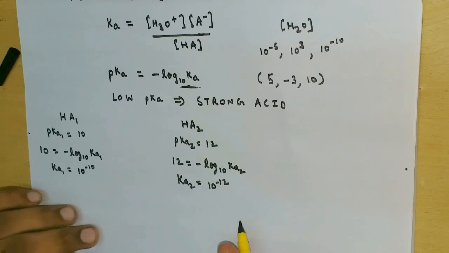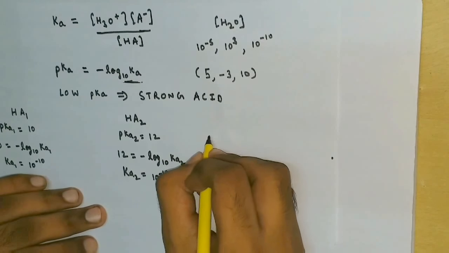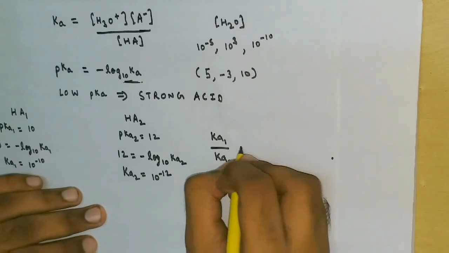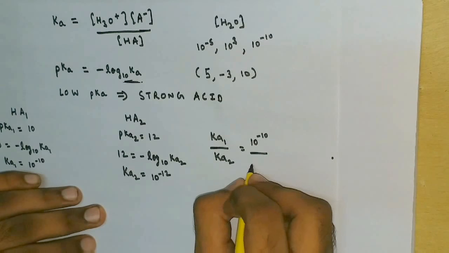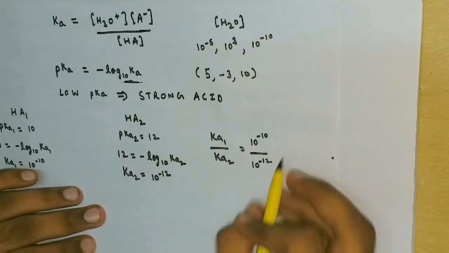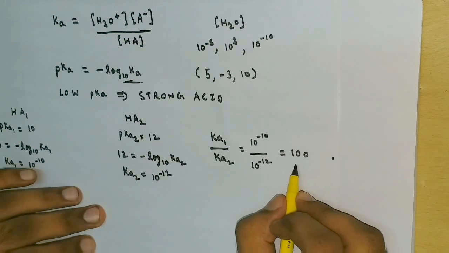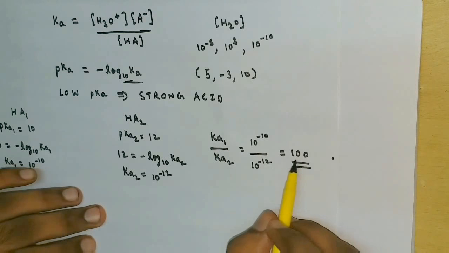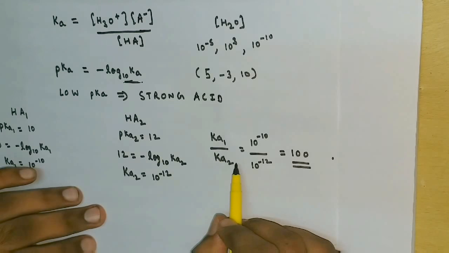In this way, the ratio of Ka1 and Ka2 comes out to be 100. It is because it is 10 to the power minus 10 divided by 10 to the power minus 12, which amounts to 100. So HA1 is 100 times stronger acid than HA2 because its pKa is 2 units less than the latter. The pKa were 10 and 12.